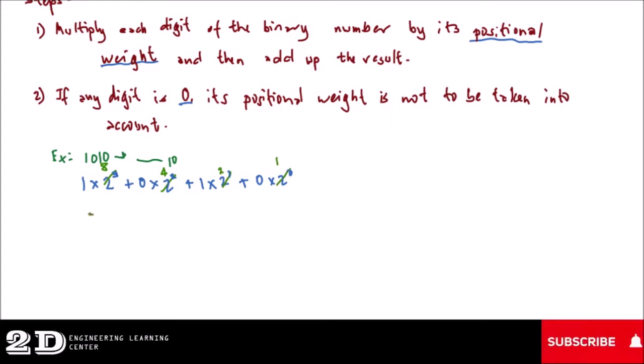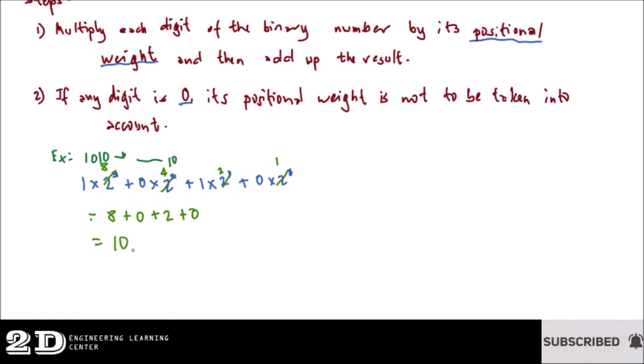Okay, so if we add up the results, this will be 8. This will be 4 times 0, so that will be 0. That's why, if any digit is 0, its positional weight is not taken into account, because if you multiply 0 by a whole number, the answer will still be 0. So plus 0, plus 1 times 2, which is 2, plus 0. So we have 8 plus 0 plus 2 plus 0, which is equal to 10. And this is now our equivalent decimal number. So that is how we convert binary into decimal.